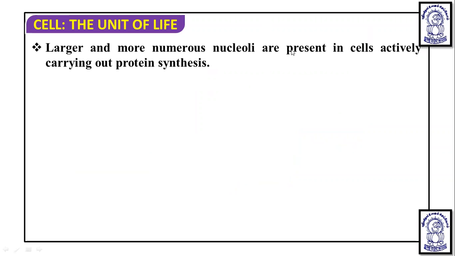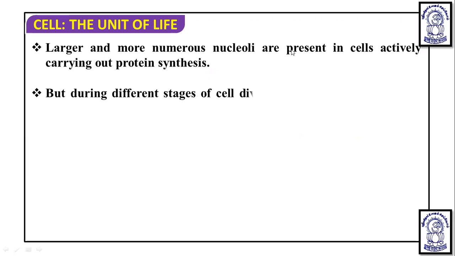Now, larger and more numerous nucleoli are present in cells actively carrying out protein synthesis. Why? Nucleolus, plural nucleoli. Protein synthesis is carried out by the ribosome, and ribosomes are made up of rRNA, and rRNA is synthesized by the nucleolus. Because of this, cells which are actively carrying out protein synthesis have larger and more numerous nucleoli.